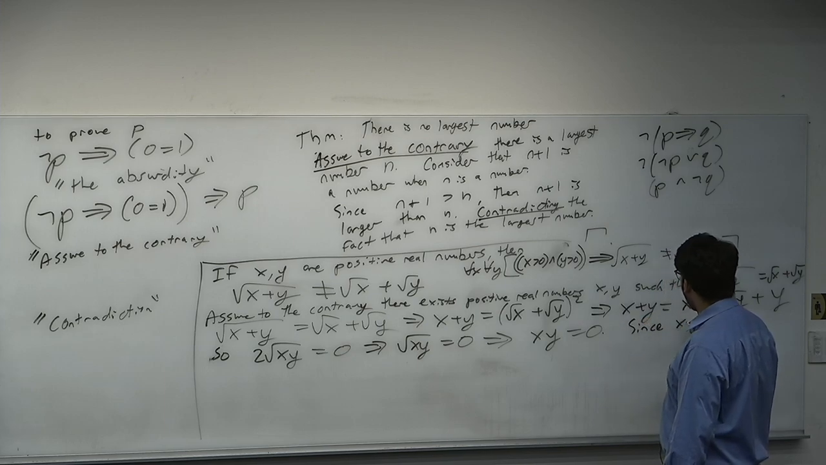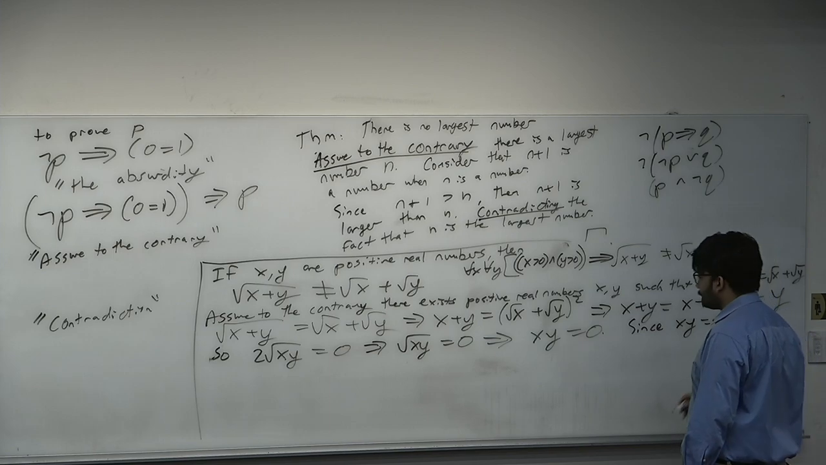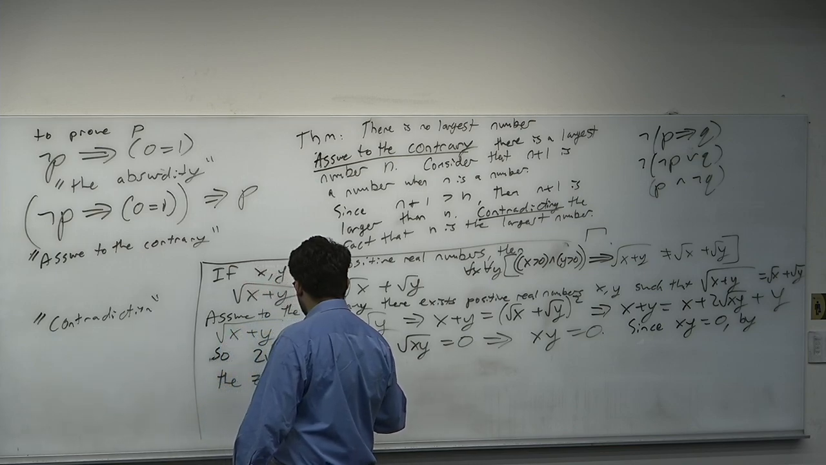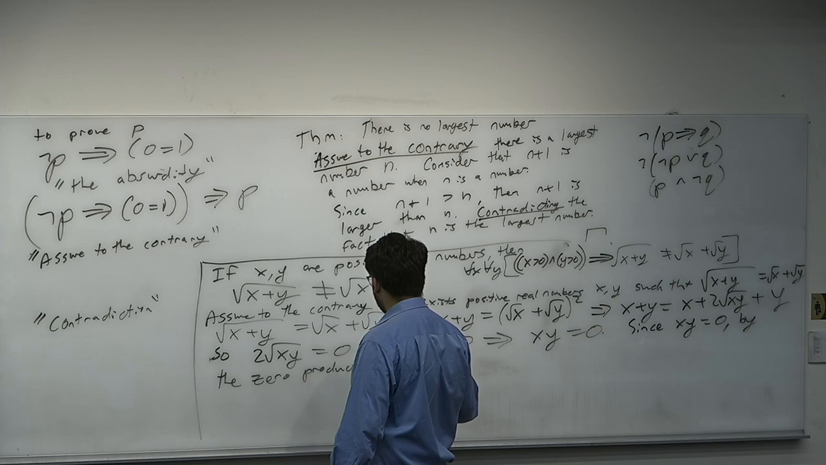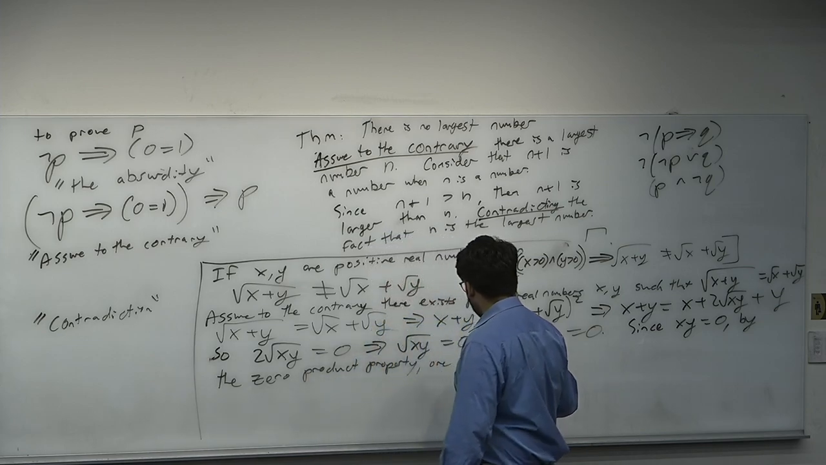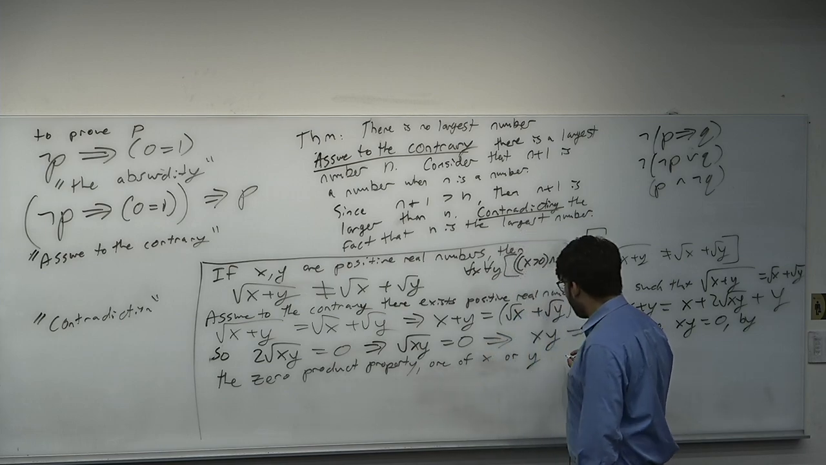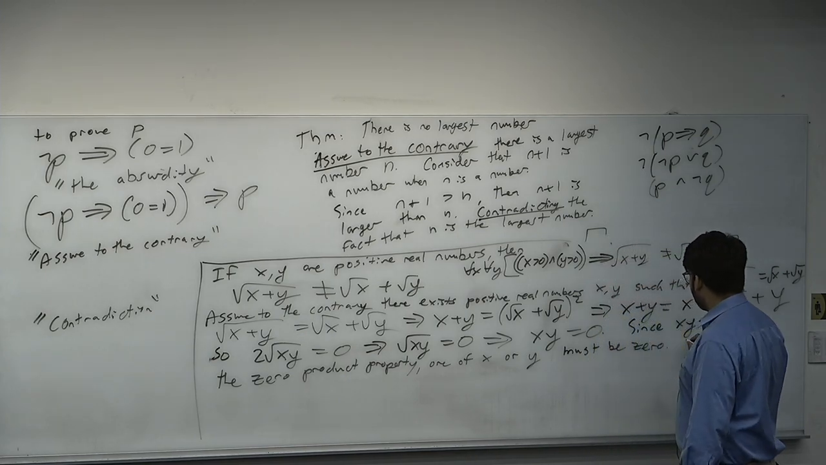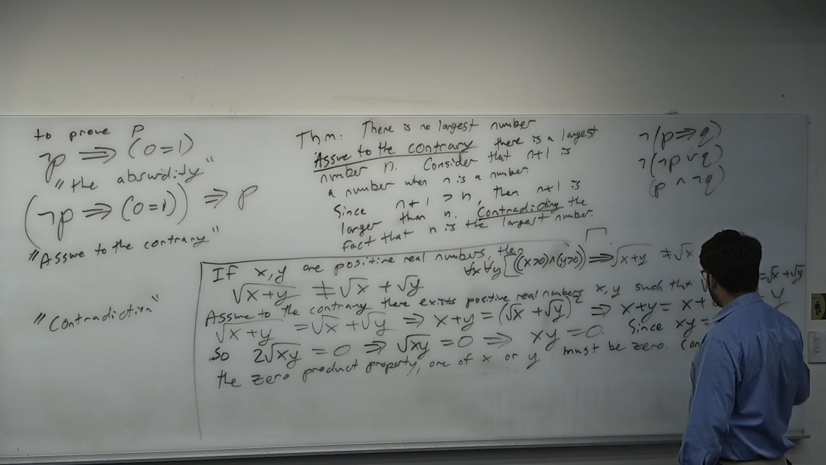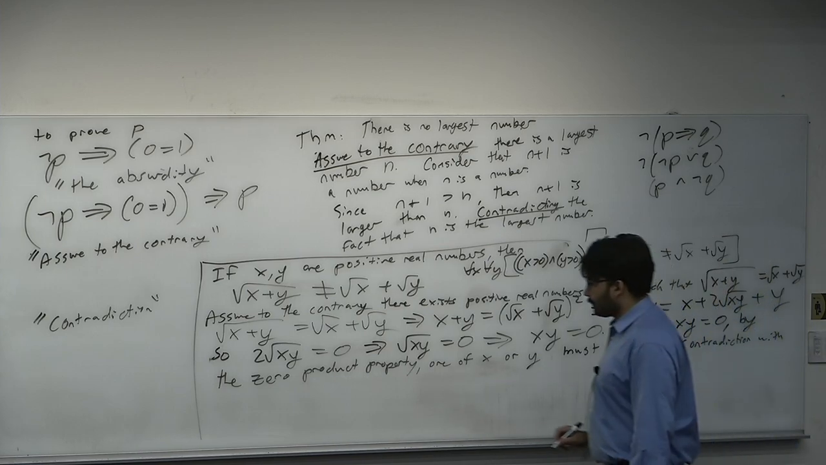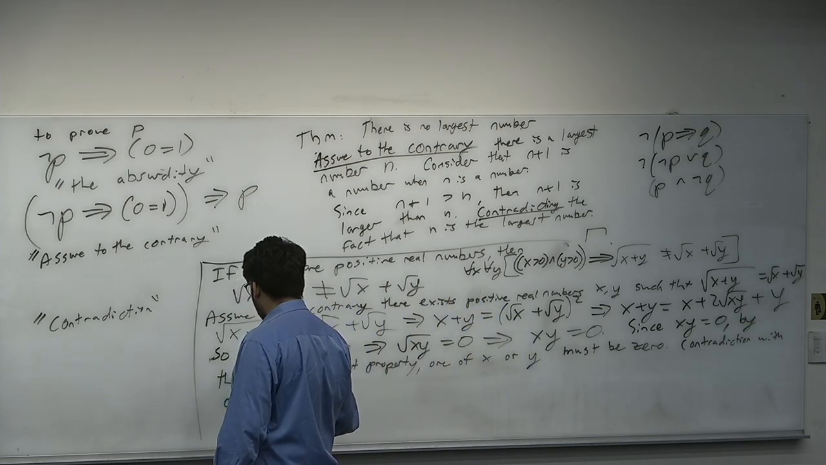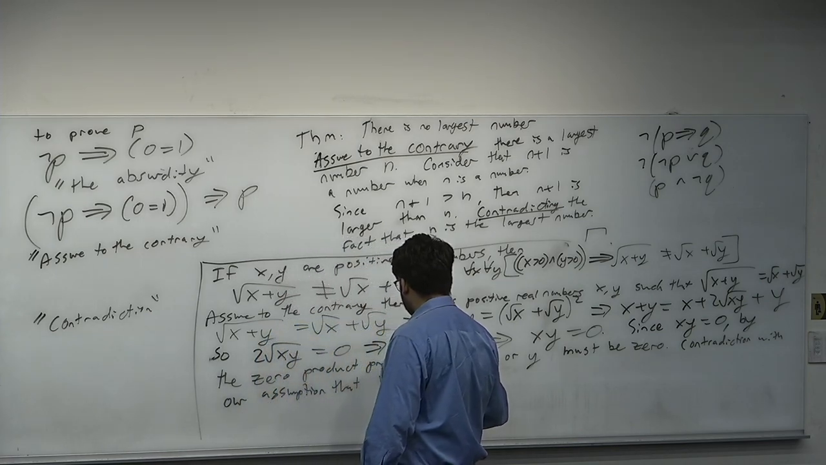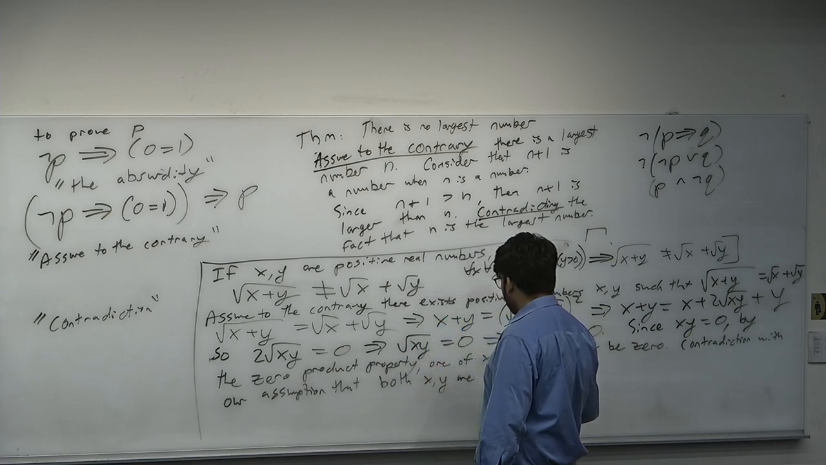Since xy is equal to 0, by the zero product property, one of x or y, or even both, it's inclusive or, must be 0. Contradiction with our assumption that both x, y are positive reals.